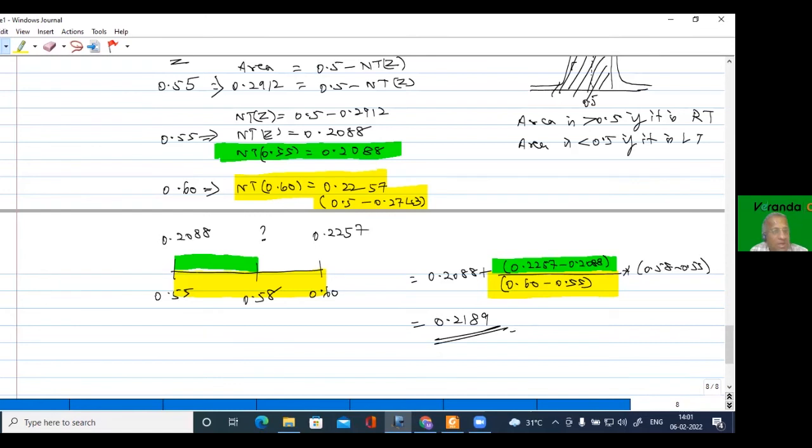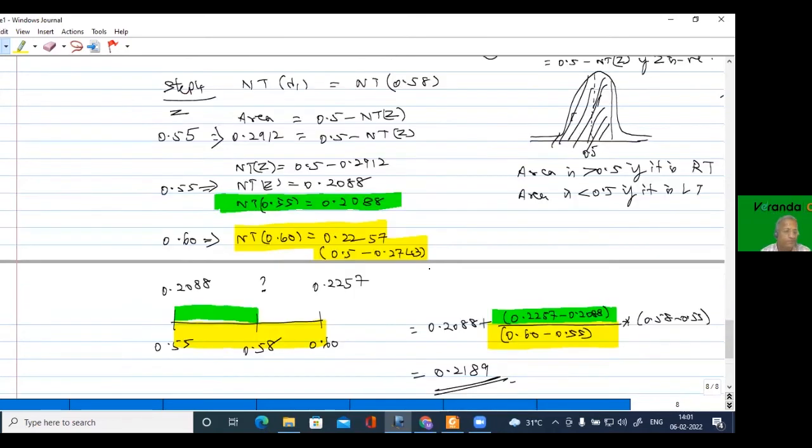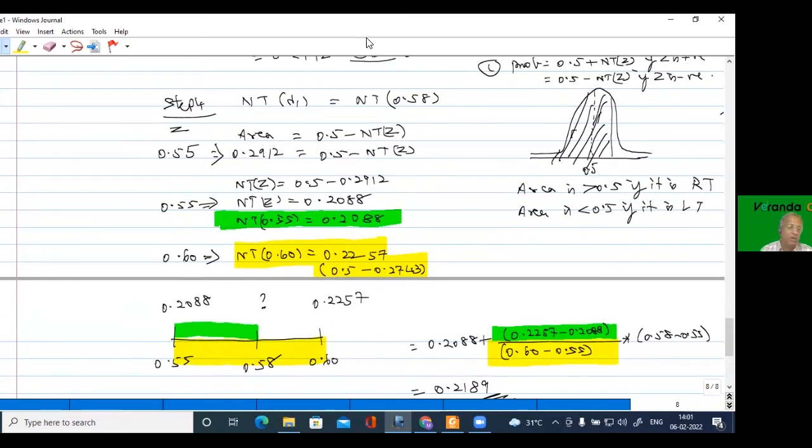The entire Black-Scholes model is very simple, but they have given the information in such a fashion that you have to take a lot of pains to arrive at this information. So are you getting it? Let me know. Are you following? Either you can put it in the chat box or you can unmute and let me know. Yes, sir. Are you clear? Are you following? Yes, sir.